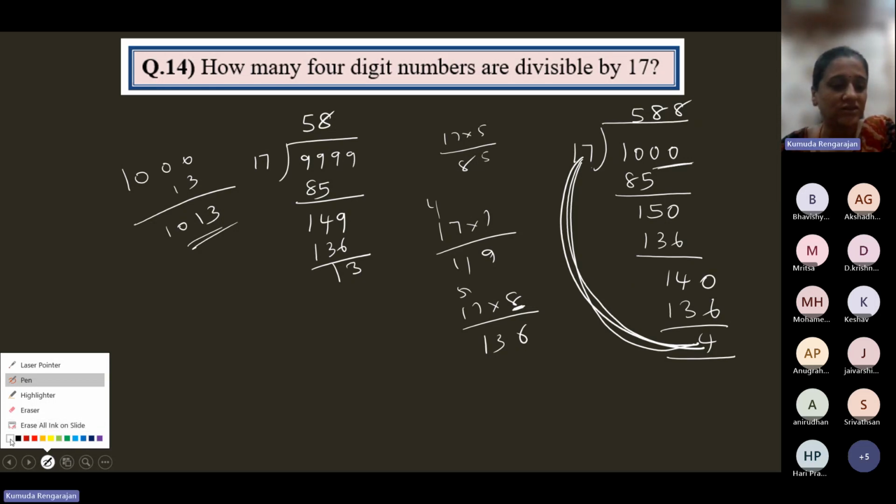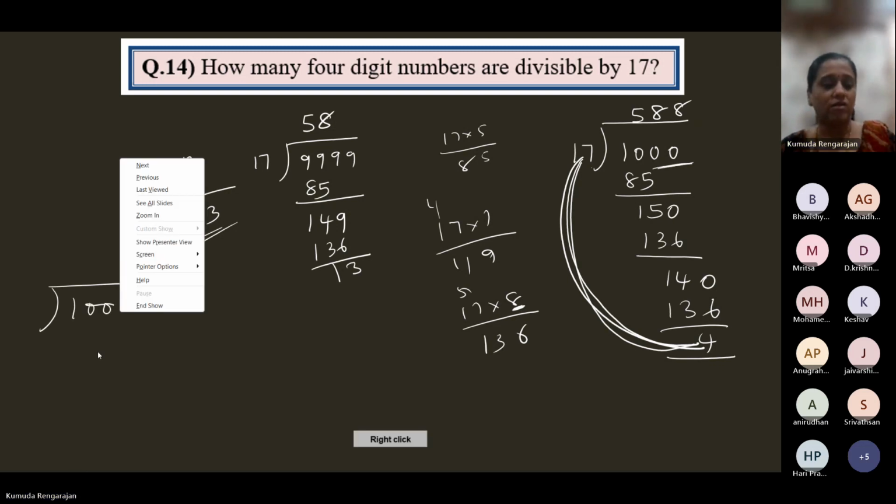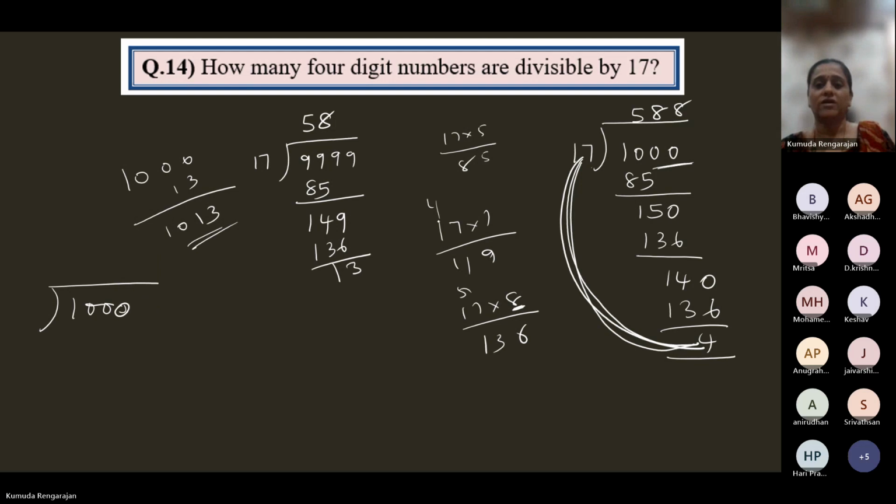Without clearing the screen, I'll just do it here. Let me do it with 1000 again. Sorry. What I explained is right. In the division, I've taken one extra 0. I'm sorry, because I wrote 85 under 10. That's a mistake. 17 5s are 85. 15 is a remainder. 0 comes down.